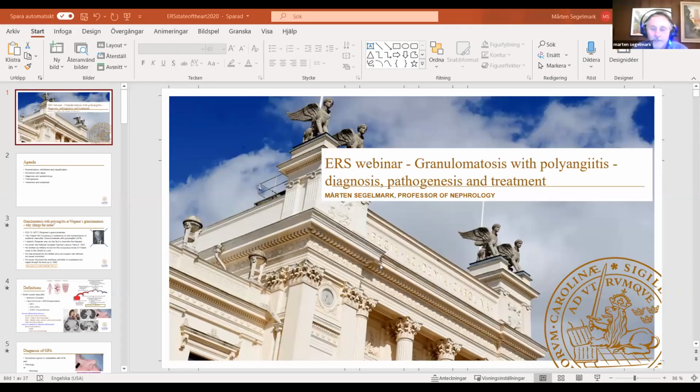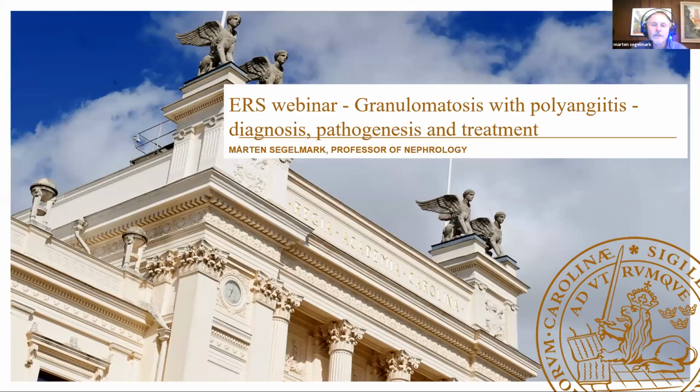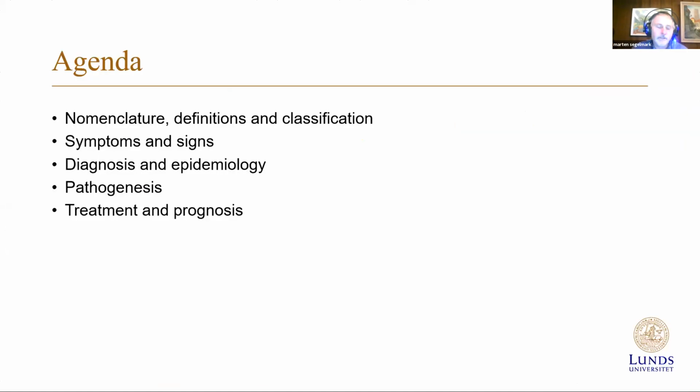Thank you very much, Cecilia, and thank you very much, Sean, for inviting me to give this presentation. As Cecilia said, I'm a nephrologist working in Lund, Sweden, and I have had an interest in autoimmune disease affecting the kidneys all my professional life. Today I will talk about granulomatosis with polyangiitis. This will be a relatively standard presentation. I will talk about definition, classification, symptoms and signs, diagnosis and epidemiology, and pathogenesis, and then a little bit about treatment and prognosis.